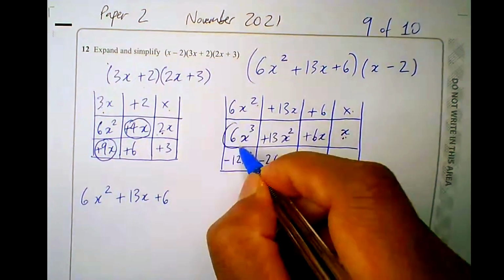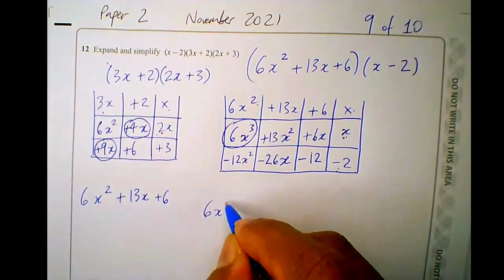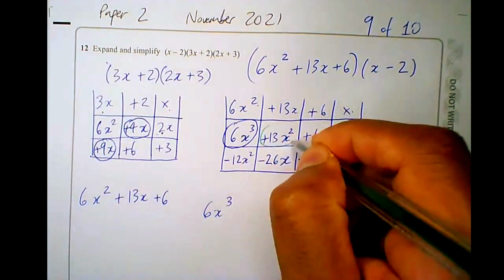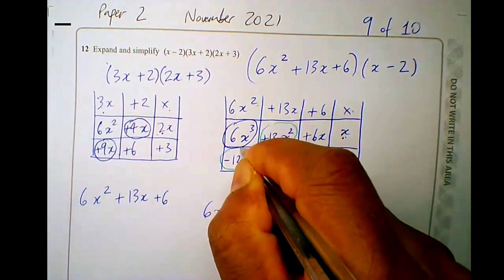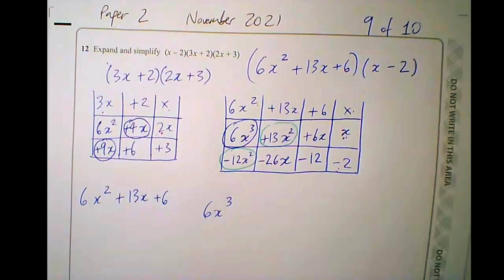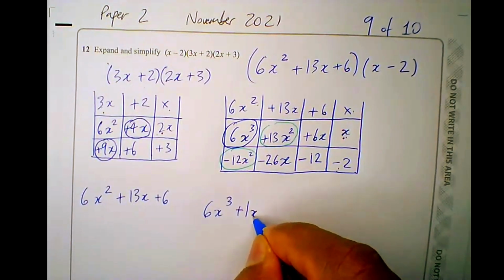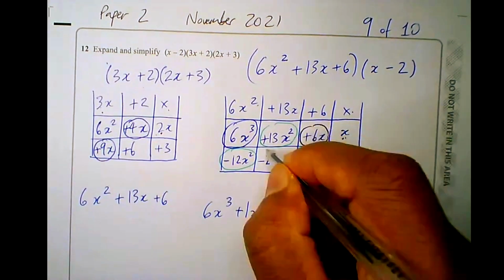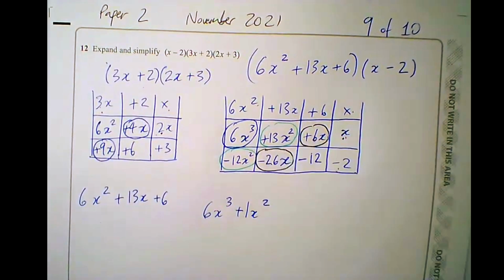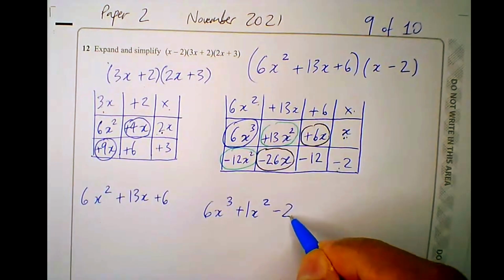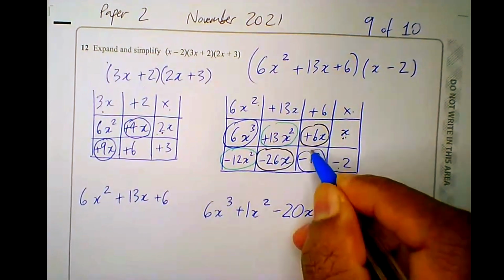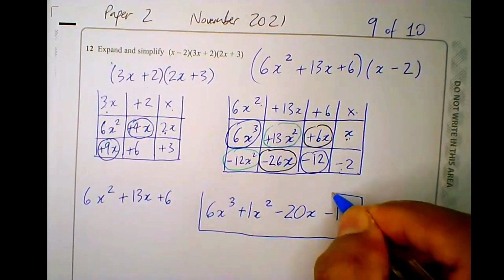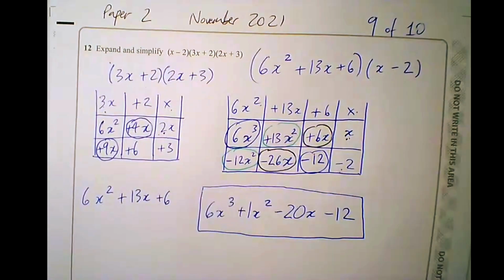So my like terms, this is 6x cubed. I've got my x squared terms. 13 take away 12 gives me 1. So it's plus 1x squared. And then I've got my x term, 6x take away 26. So that's going to give me minus 20x. And then my last term here, minus 12. So that is my final answer. I hope you got the same answer there as well. Well done if you have.